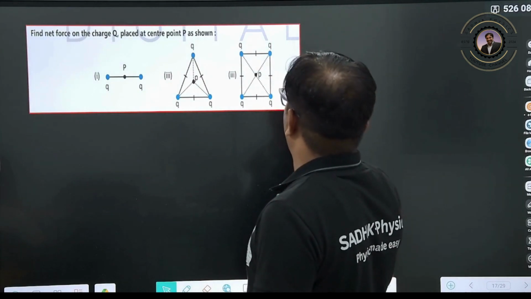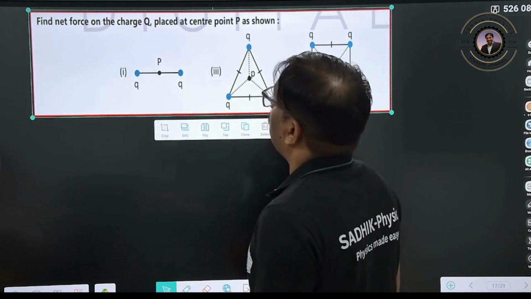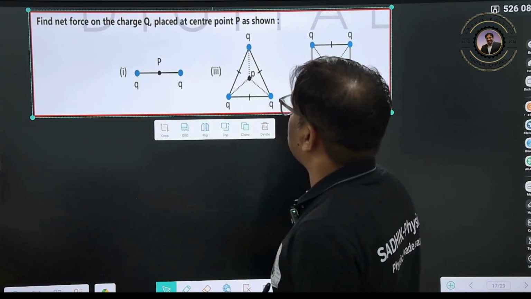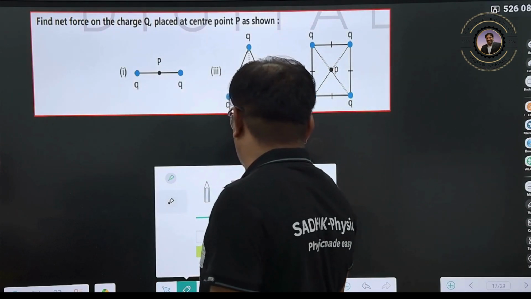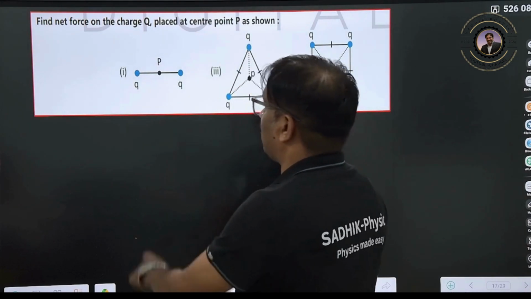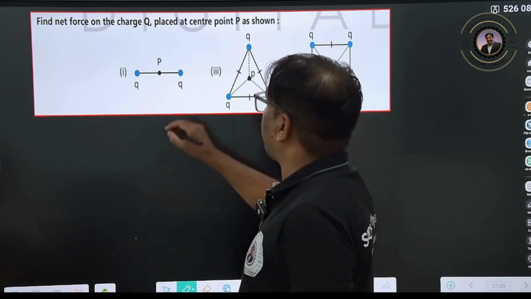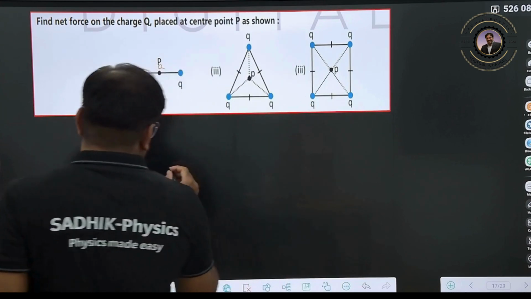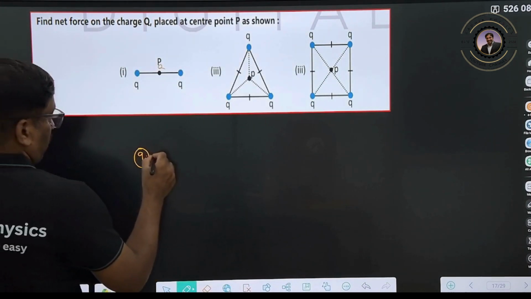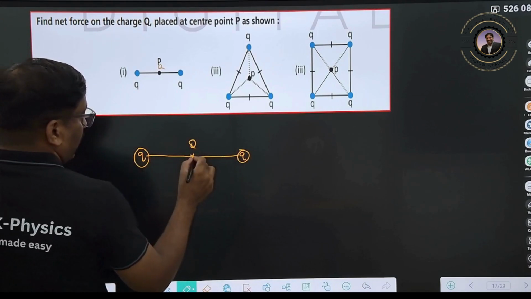Right, here is one learning, the most important point. Find the net force acting on a charge q placed at point P. Very important point we are going to learn here. Here these two are identical charges kept at the same distance, and P is the midpoint. So if you keep a charge q here, what will happen now? Here q is there, it is at the midpoint. What will happen now? Identical charges.